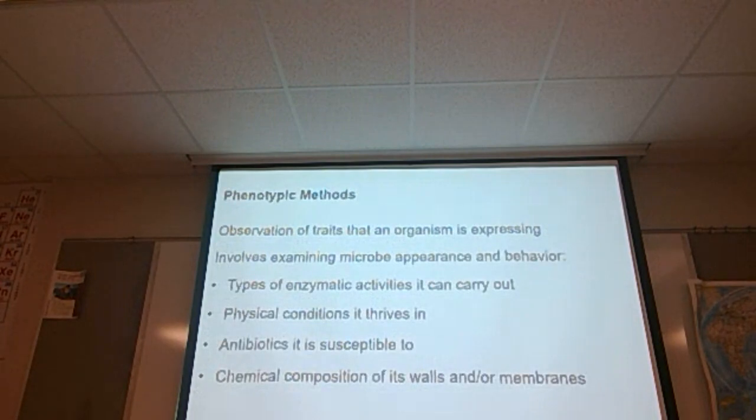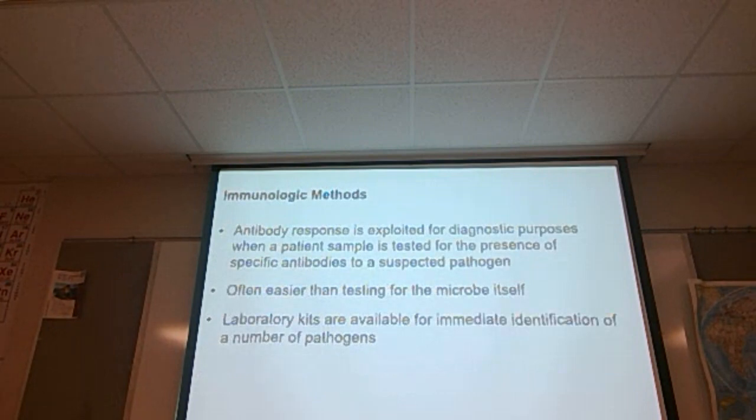In phenotypic methods, we're going to look at the traits that an organism expresses. It also is going to involve examining microbe appearance and behavior. Again, as I mentioned before, the different types of enzymatic activities it can carry out, the physical conditions it thrives in. Does it grow better at 37 degrees or 25 degrees? What antibiotics does it happen to be susceptible to? And the chemical compositions of its walls and or membranes. These are the results you get from things like the gram stain and the capsule stain and some of those other stains we did in lab.